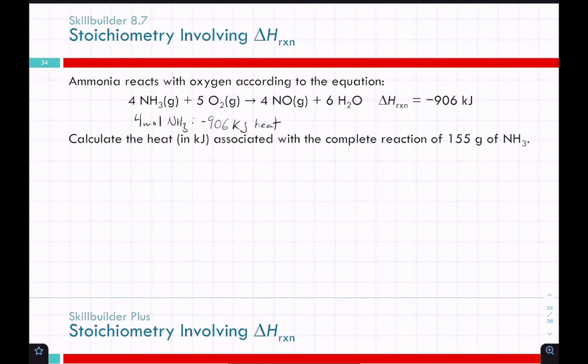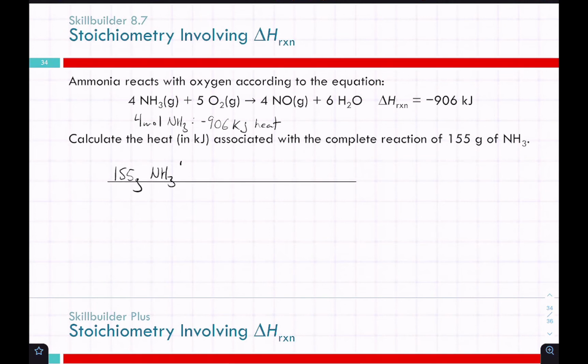Kilojoules of heat. So it starts out similar because we have to get to moles, because we're using ratios from the balanced chemical equation, so everything there needs to be in moles. So grams of ammonia to moles of ammonia, and then we can figure out the kilojoules of heat. So we'll start with our 155 grams of ammonia.